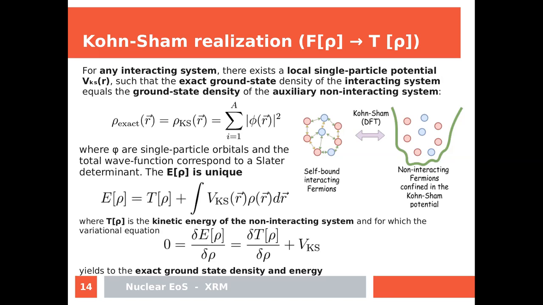And this can be seen easily. I mean, this can be seen in a pictorial way in this figure here. So from left to right, you take out the interaction between the particles, and you assume those particles are confined in a given, let's say, Kohn-Sham potential. Okay, so I think the idea is clear.